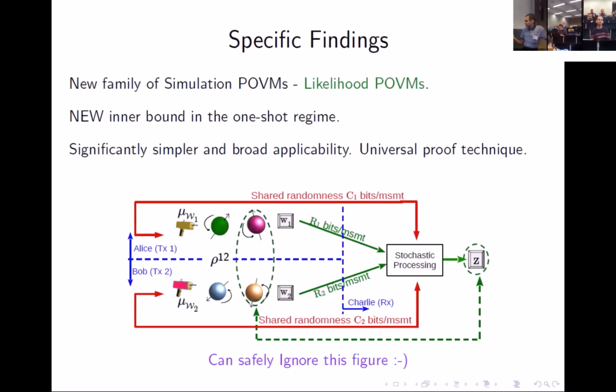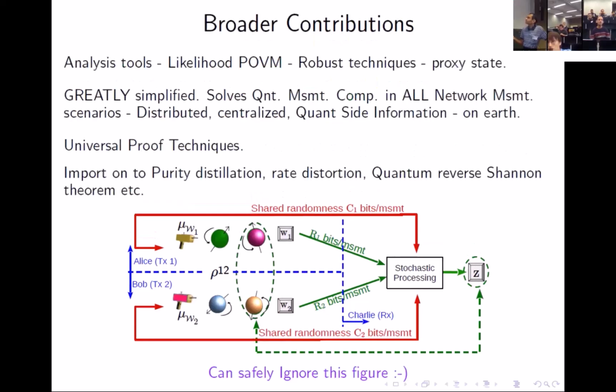Let me elaborate a little bit on this before I get into the details. You can take any measurement compression scenario, if it's distributed, or multiple measurements on a single state, or multiple distributed measurements, or with some side information. All of this can be handled in one setting with the likelihood POVM. So the proofs are very simple, can work in both the one shot and the asymptotic, and then it can be extended to other problems you might know of, purity distillation, or quantum reverse Shannon theorems. All of that can be done using the same framework.